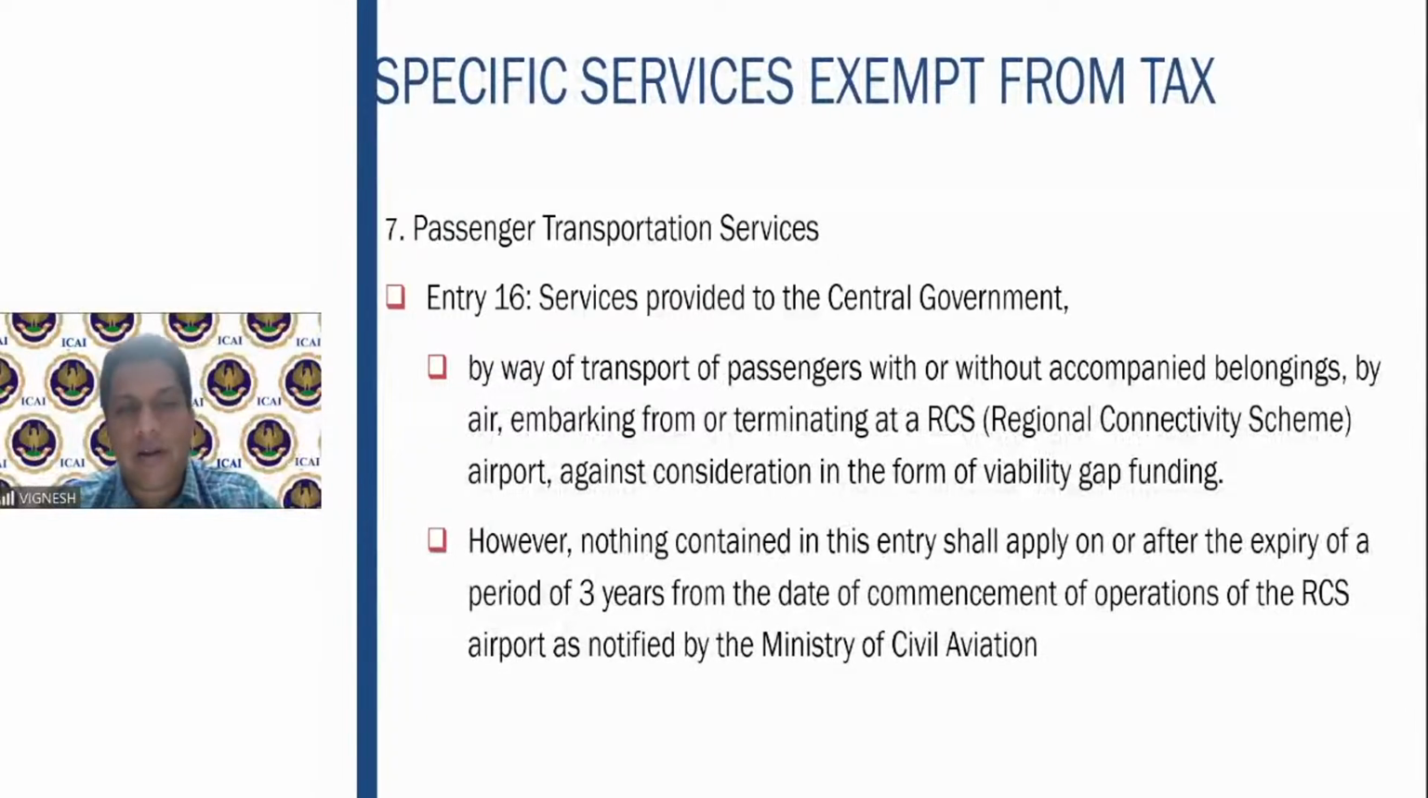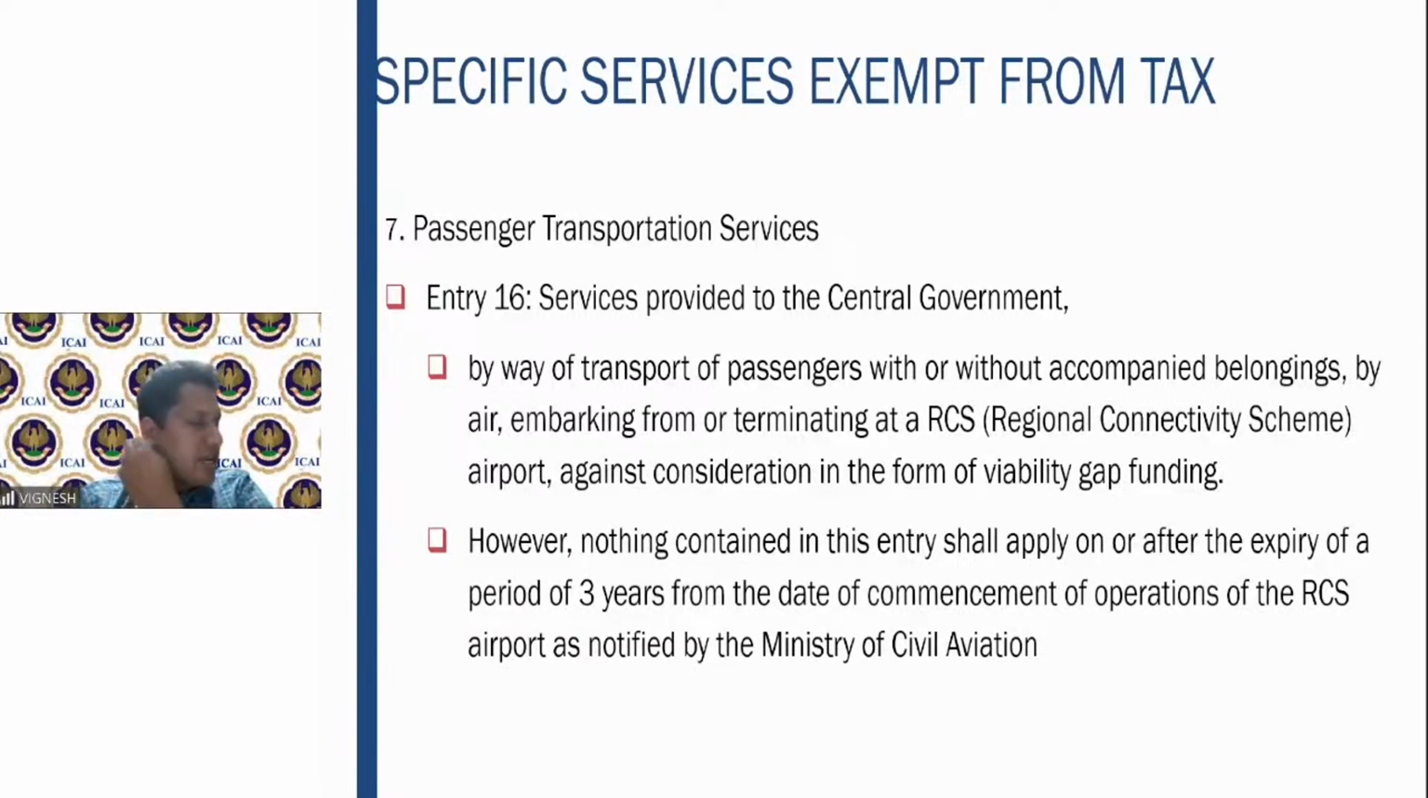Then services provided to the central government by way of transport of passengers with or without accompanied belongings by air embarking from or terminating at a regional connectivity scheme airport, engaged in consideration in the way of viability gap funding. That means what? If a new airport is there, the central government gives some consideration. It is called viability gap funding.